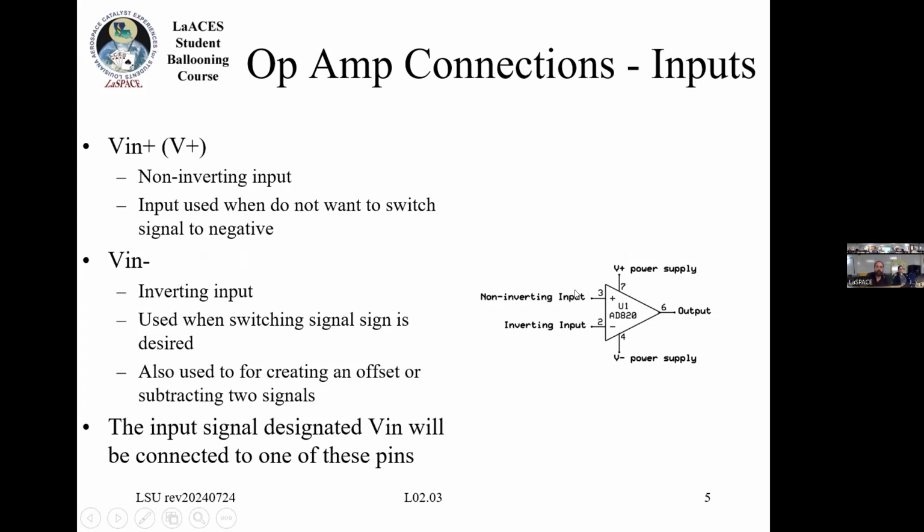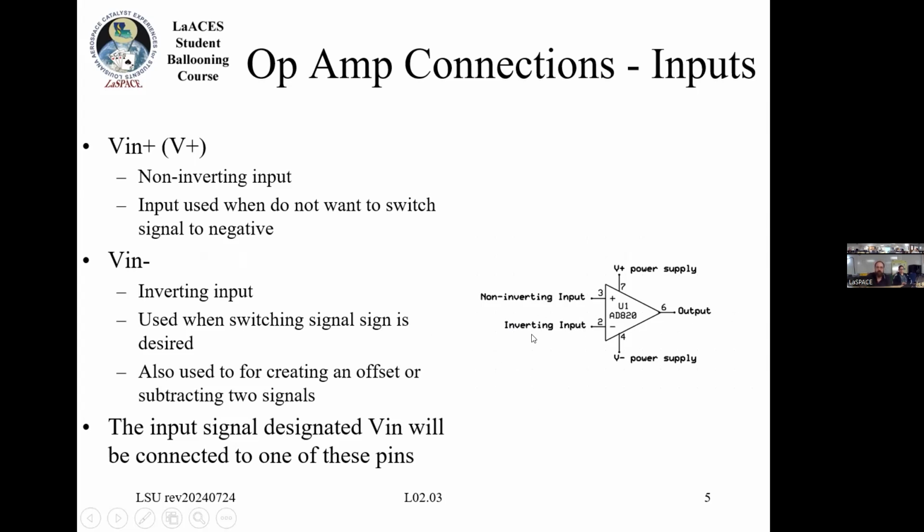These are also called the non-inverting input and the inverting input. Usually the signal you feed into the non-inverting input is a positive signal that you want to come out positive. Whereas the inverting input is for when you have a negative signal and you want to change it to be positive, or you have a positive signal and you want the output to become negative, right?